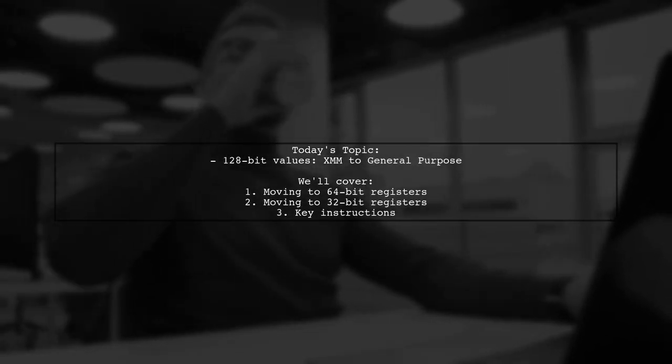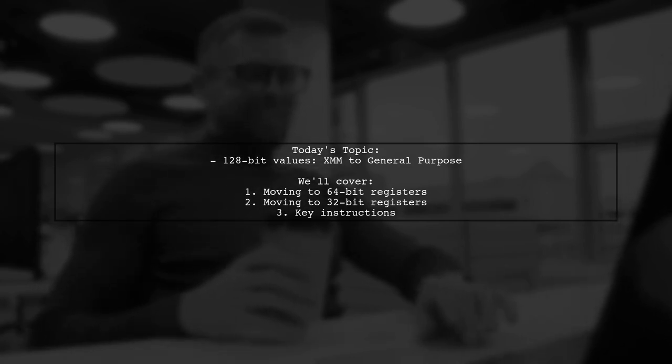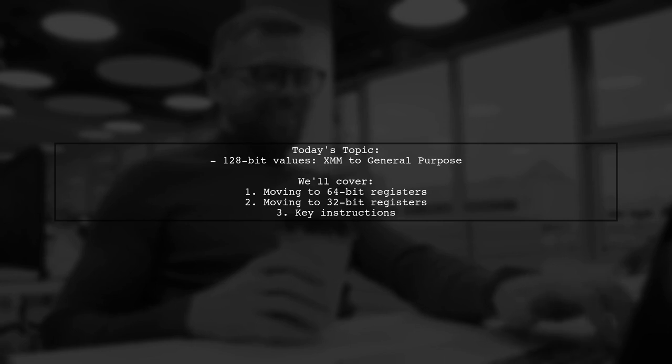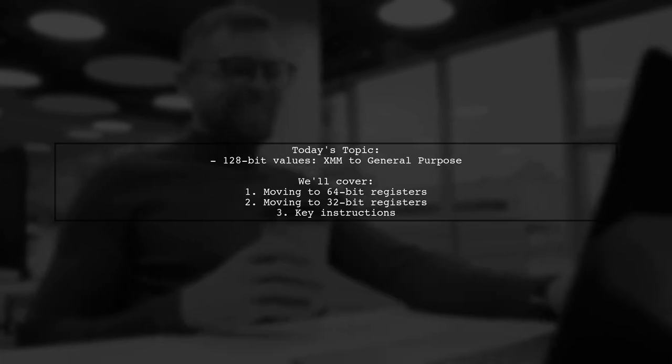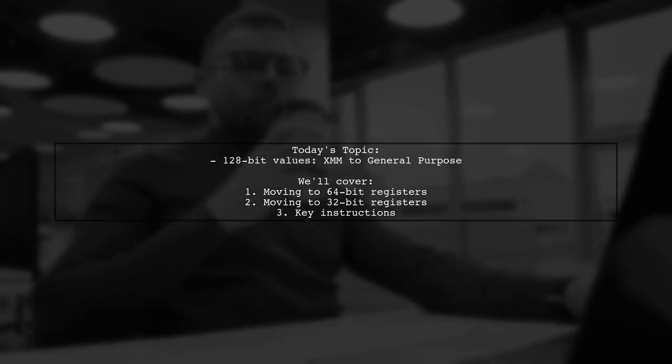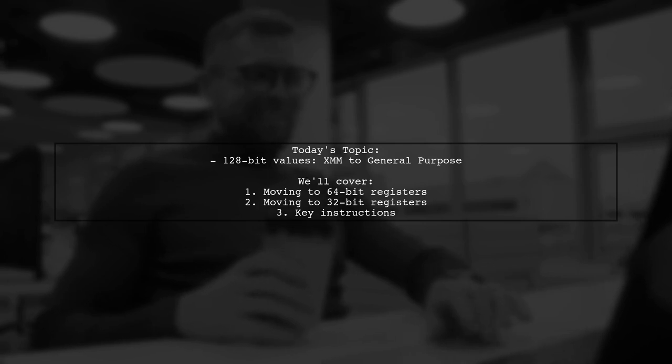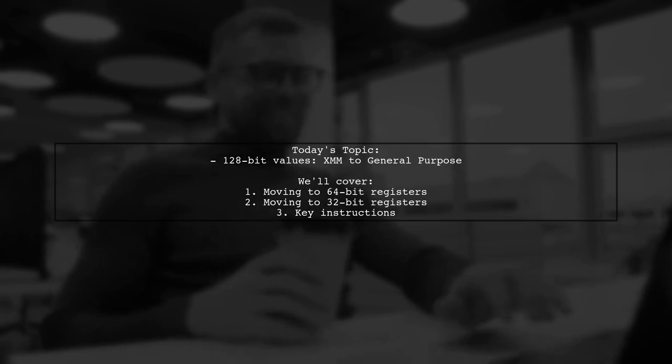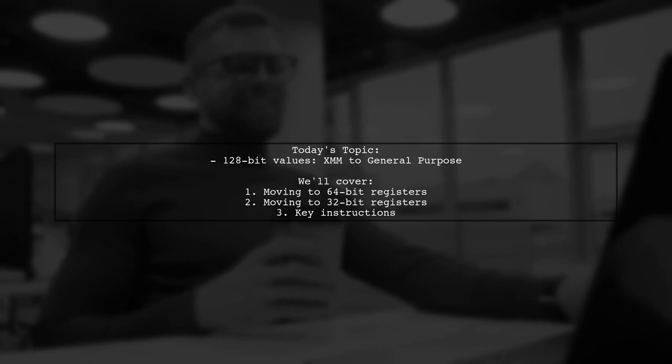Today we're tackling an intriguing question from a developer who's looking to understand how to move values from XMM registers to general purpose registers. Specifically, they want to know how to transfer a 128-bit XMM register value into 2 64-bit and 4 32-bit general purpose registers.